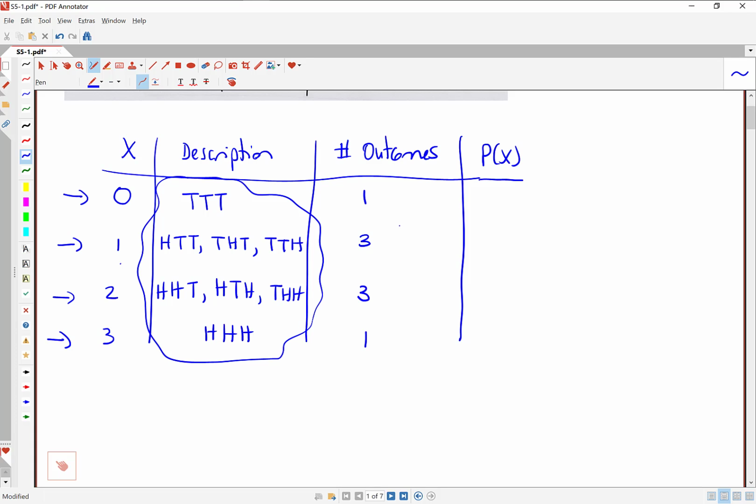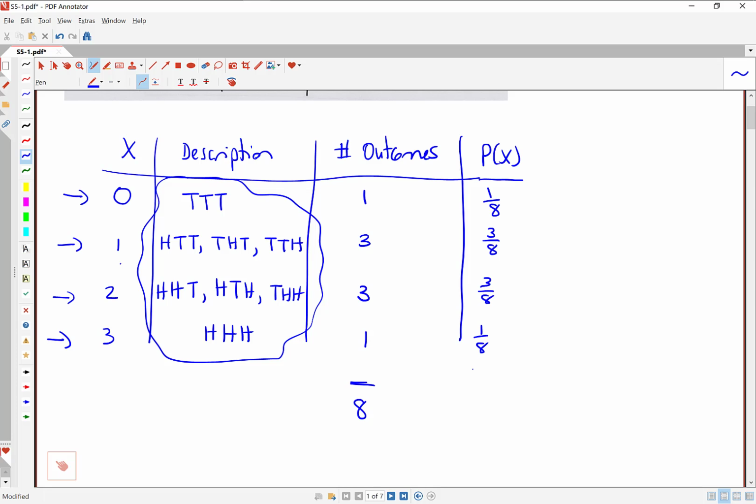So it's these numbers of outcomes that we really care about. We're going to add up all of these outcomes, and we get 8. Then the way we figure out our probabilities is we take our number of outcomes and divide by the total number of outcomes in the sample space. So we'll do things like 1 over 8, 3 out of 8, 3 out of 8, and 1 out of 8.